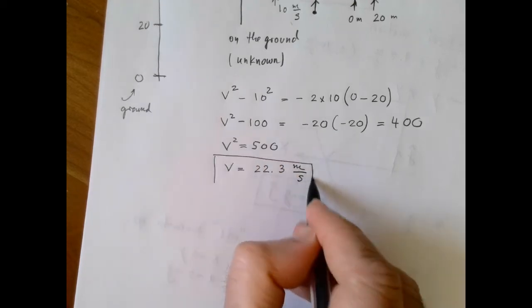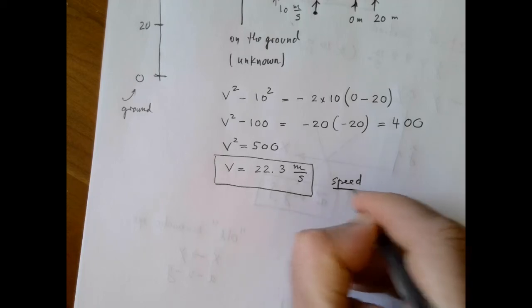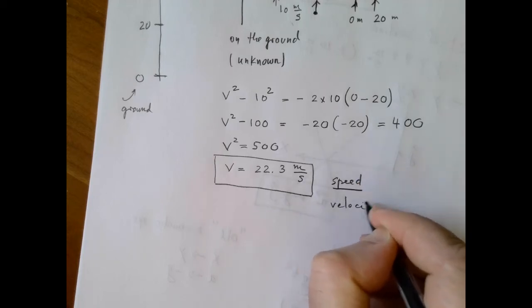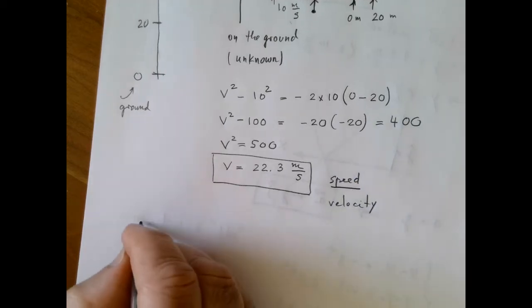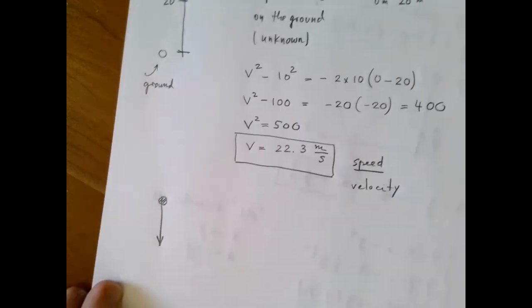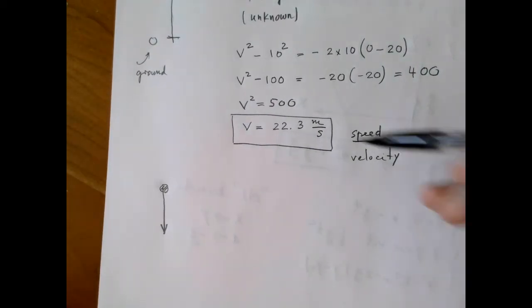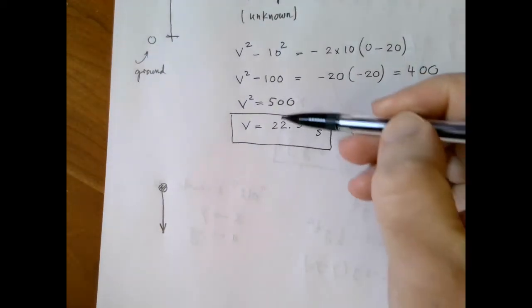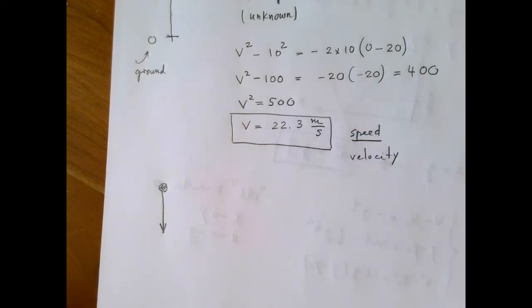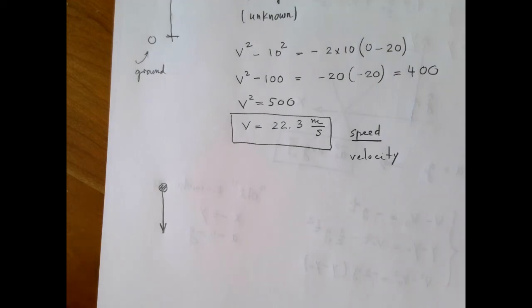However, we have to be careful. In principle, this is correct, and this is the answer. This is the speed. How about the velocity? Well, obviously when it hits the ground, the object is moving downwards, so the velocity must be negative. Is there a conflict here? We obtained a value of 22.3, positive. Well, it should have been negative.